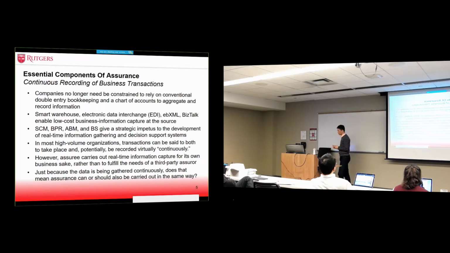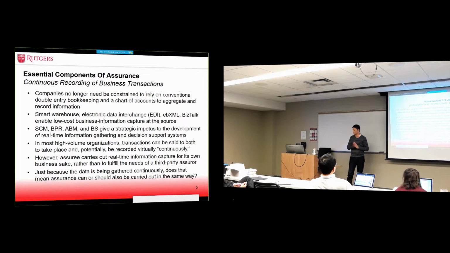However, a firm carries out real-time information capture for its own sake. For example, Walmart makes these records available thinking only about its own needs for this information. They don't care about how assurers or auditors would use it. Just because data is being gathered continuously does not mean that the assurance can or should be done in the same way. Maybe they need this continuous recording of data for their business, but maybe it's more meaningful for the assurance demanders to have it periodic rather than continuous. The second and third components of assurance are monitoring the transactions and reporting the assurance.